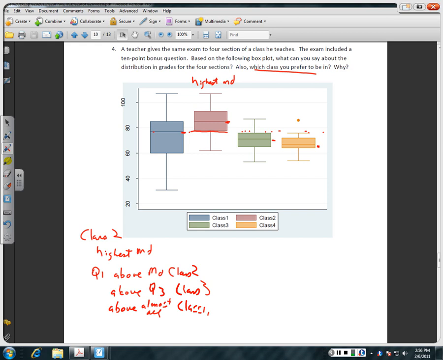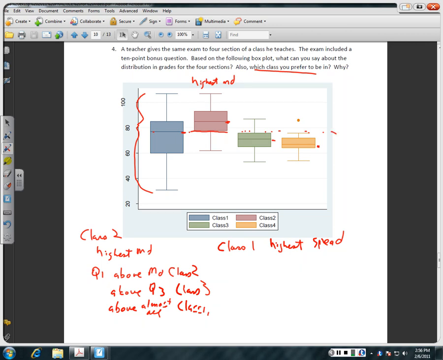Well, anyway, some other things to note about the distribution of grades is that class 1 has the highest spread. It's just more spread out than any of the other data sets. See, it's spread all the way from here to here. Looks like there might have been a score really close to about 30 on up to someone who scored a little bit more than 100.